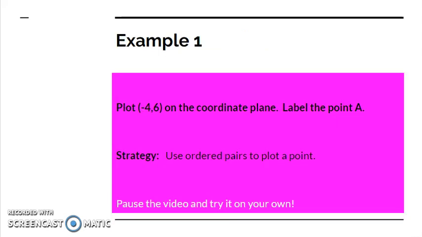So let's look at example 1. You're probably going to need to draw a coordinate plane, and you might want to go back to the original example that I had. You're going to plot (-4, 6) on the coordinate plane, and you're going to label it A. I want you to use ordered pairs to plot your point. Pause the video and try it on your own first before you go forward.